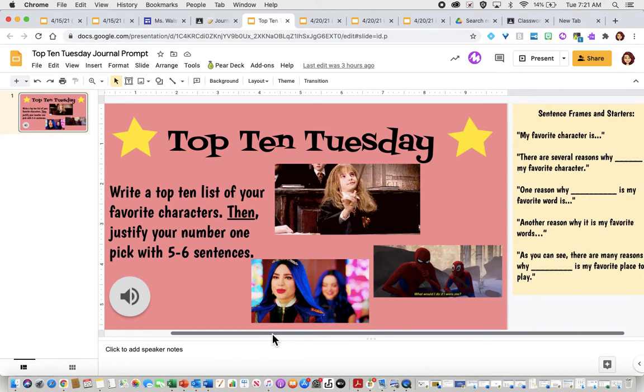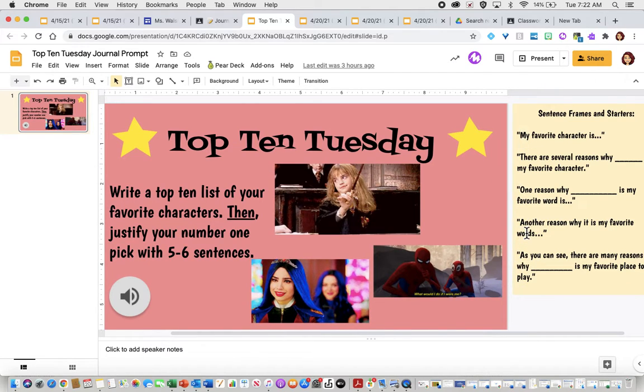Then for the character you put as your number one choice, you are going to justify why they are your favorite with 5 to 6 sentences. You have sentence frames and starters on the right as always, and so go ahead and use those.